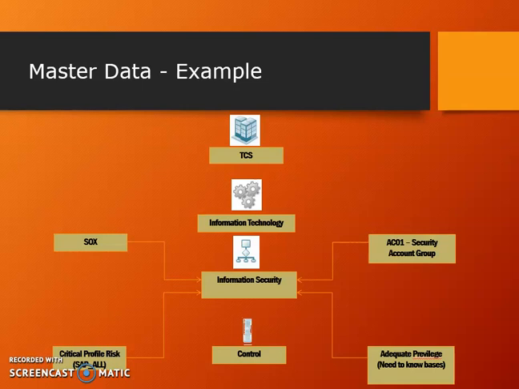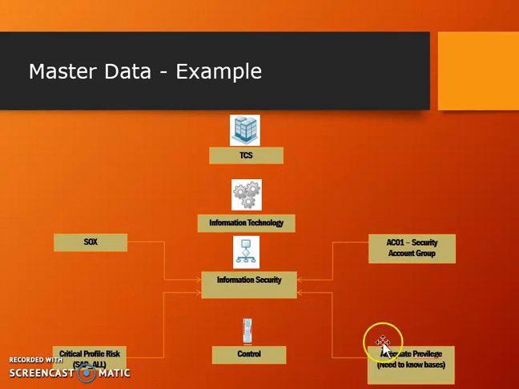This is just a small amount, just for the example. So this loss, in which account group will it be mapped? Here we are saying there is an account group AC01 Security, and it would be mapped under this. So we have assigned this account group under a sub-process and risk.